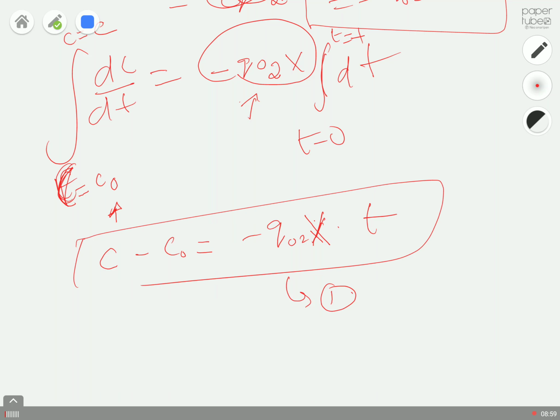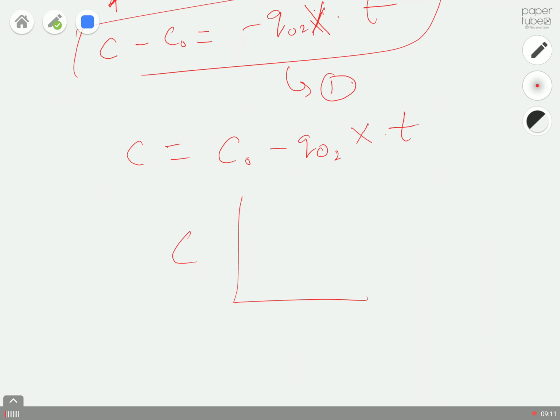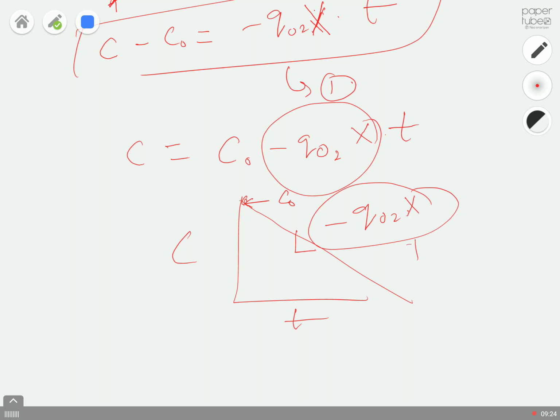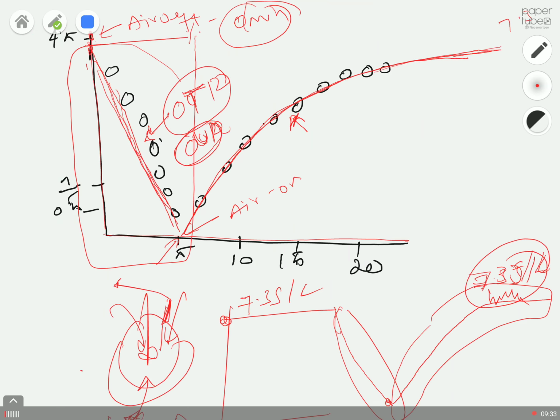What it states is almost like y is equal to mx plus c. C is equal to C0 minus QO2 multiplied by X into t. So you can plot C versus t. You have a negative value, so you will have a negative slope. Your intercept will cut exactly at your initial concentration of oxygen. That slope will be equal to minus QO2 multiplied by X, which is nothing but your oxygen utilization rate. So all you need is to go to this plot and take this part of your data. It's a very simple problem. If you know it, you can do it in less than 2 minutes or even 1 minute.